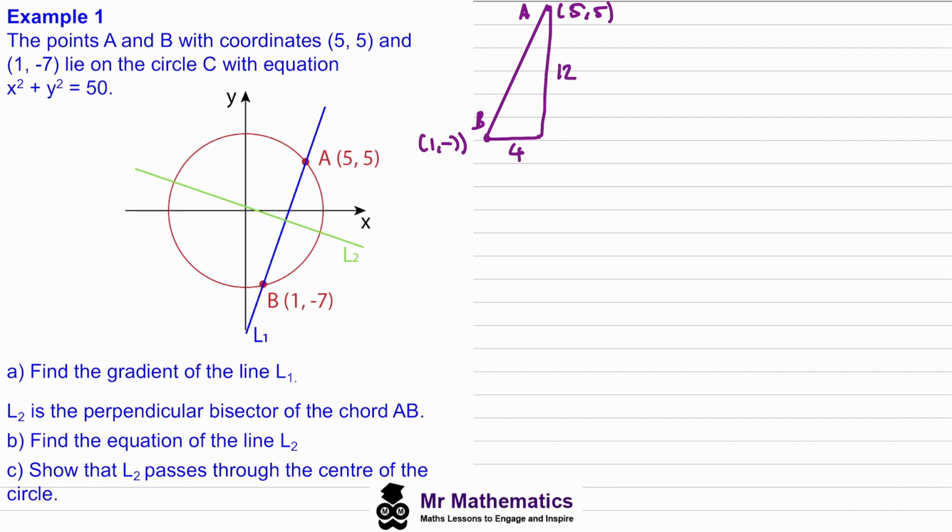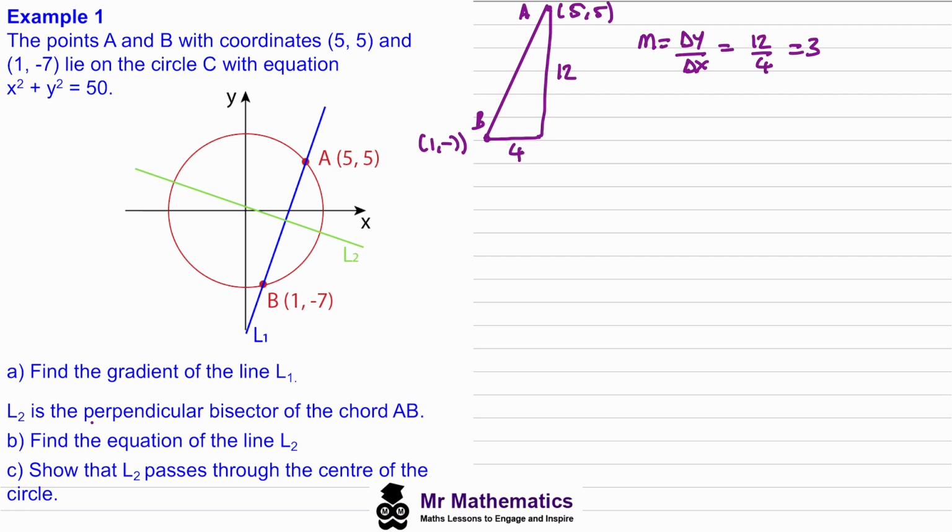So the gradient of AB, m, will be the change in y divided by the change in x. Change in y we've just worked out as 12, and the change in x we know is 4. So the gradient of this line segment will be 3. Part B, we're told that L2 is the perpendicular bisector of the chord AB, and we've been asked to work out the equation of line L2, which is this green line here.